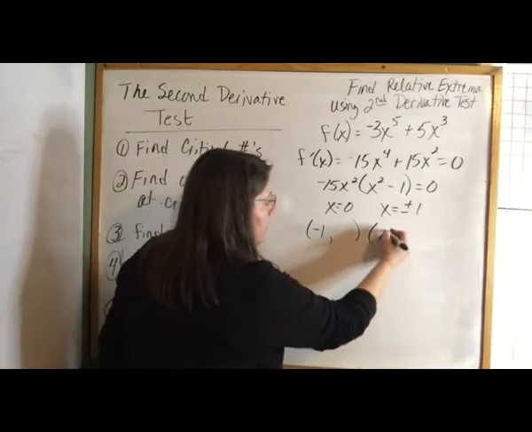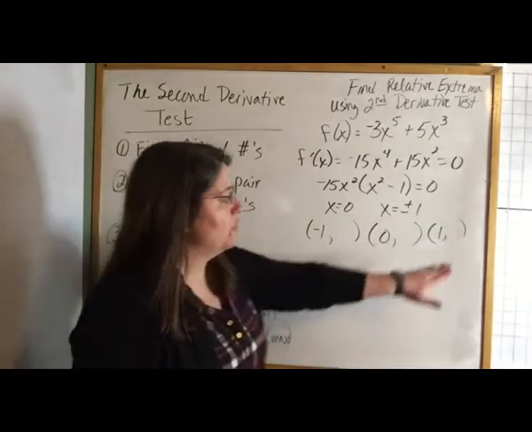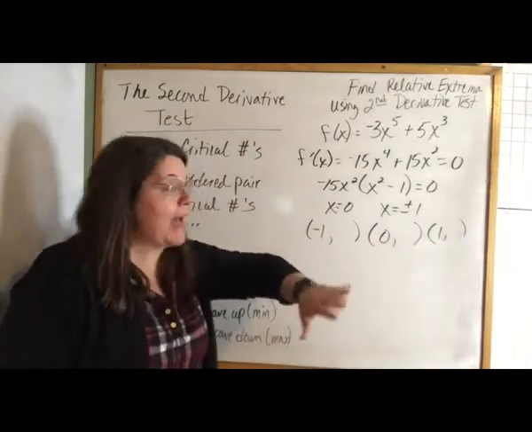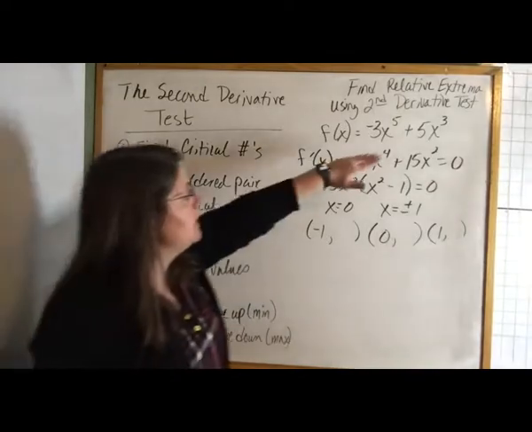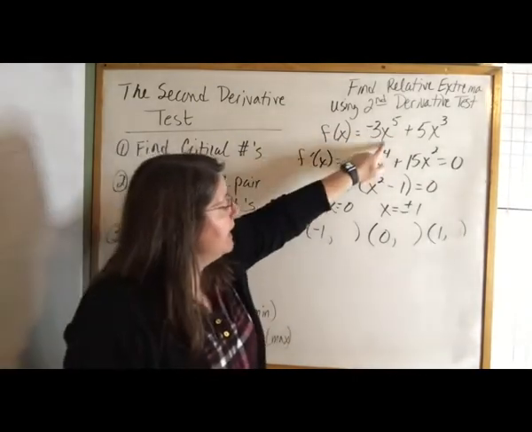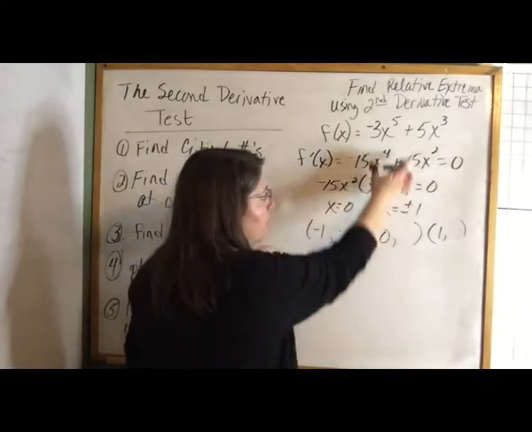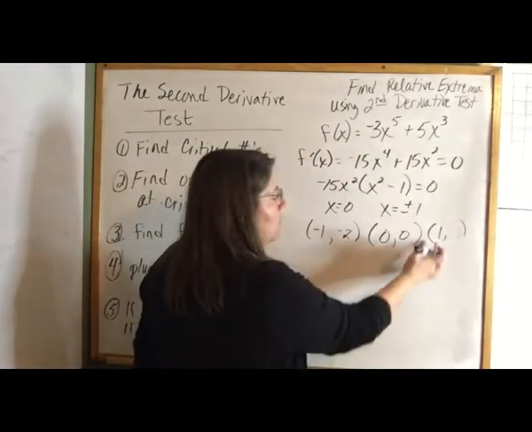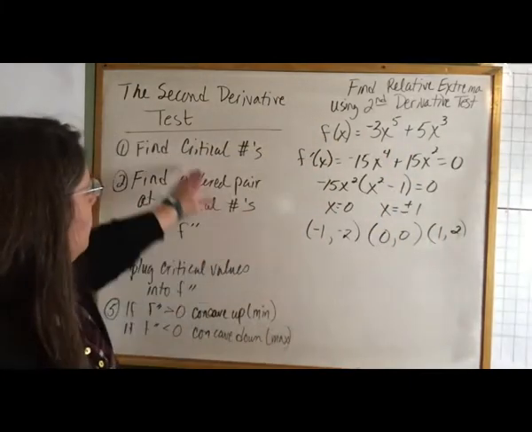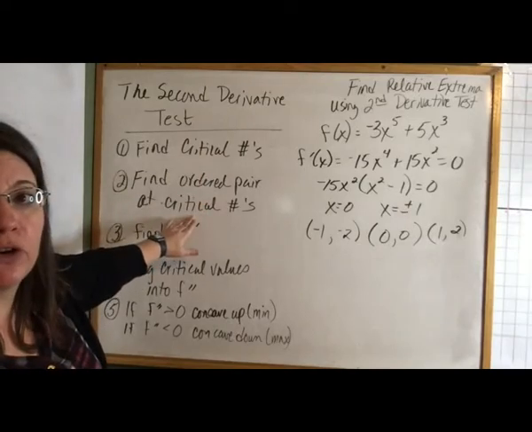The second ordered pair, the one that comes next, is the one that starts with 0, and the third is the one that starts with 1. In order to find these ordered pairs, I plug those x values into the original function. So if I plug negative 1 in, I end up with negative 2. When I plug 0 in, I get 0. And when I plug 1 in, I end up with positive 2. So I found the critical values, and then I found the ordered pairs for those critical values.